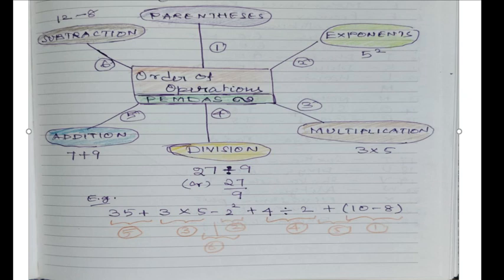So this is the way you have to proceed with such kind of plus, minus, multiplication, division, exponents, and parenthesis. So the order of operations should be in this way. That is, parenthesis first, exponent second, multiplication third, division fourth, addition fifth, and finally subtraction.